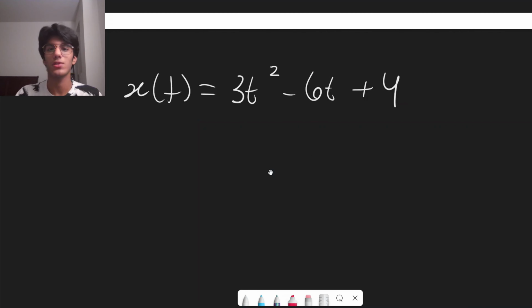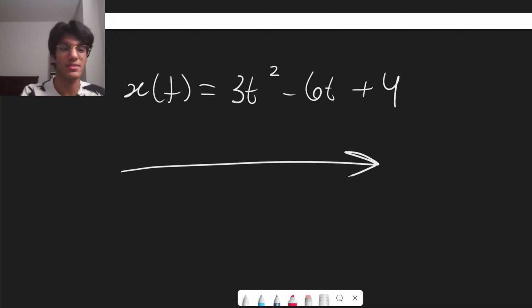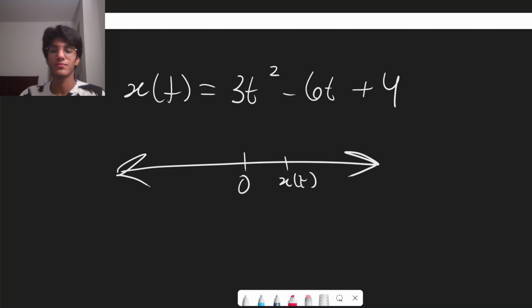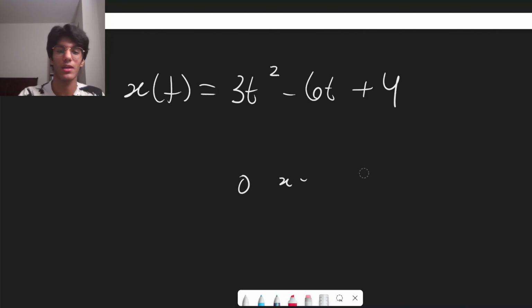x of t equals 3t squared minus 6t plus 4. This function represents the position of a particle moving along a straight x-axis. So let's say this is an x-axis, and this is 0. Then let's say at t equals 1, I'm not going to solve for it, but the position of the particle is at this value x of t. So this basically spits back the position of the particle.